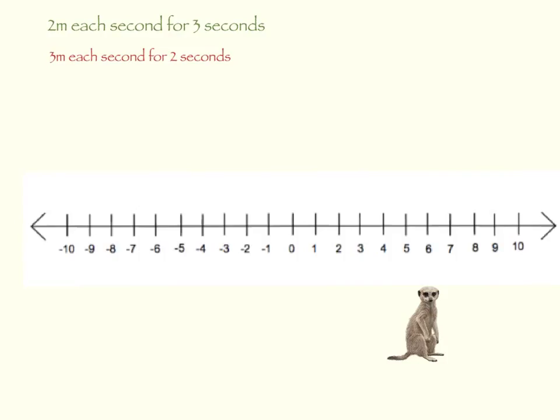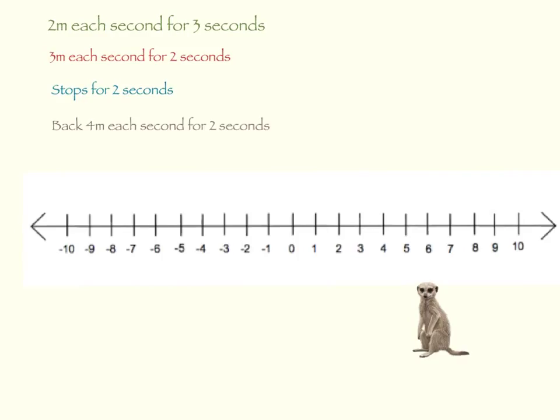He starts to get tired already, so he stops to rest for 2 seconds. He then decides to actually turn around and go back 4 meters each second for 2 seconds. 1, 2.